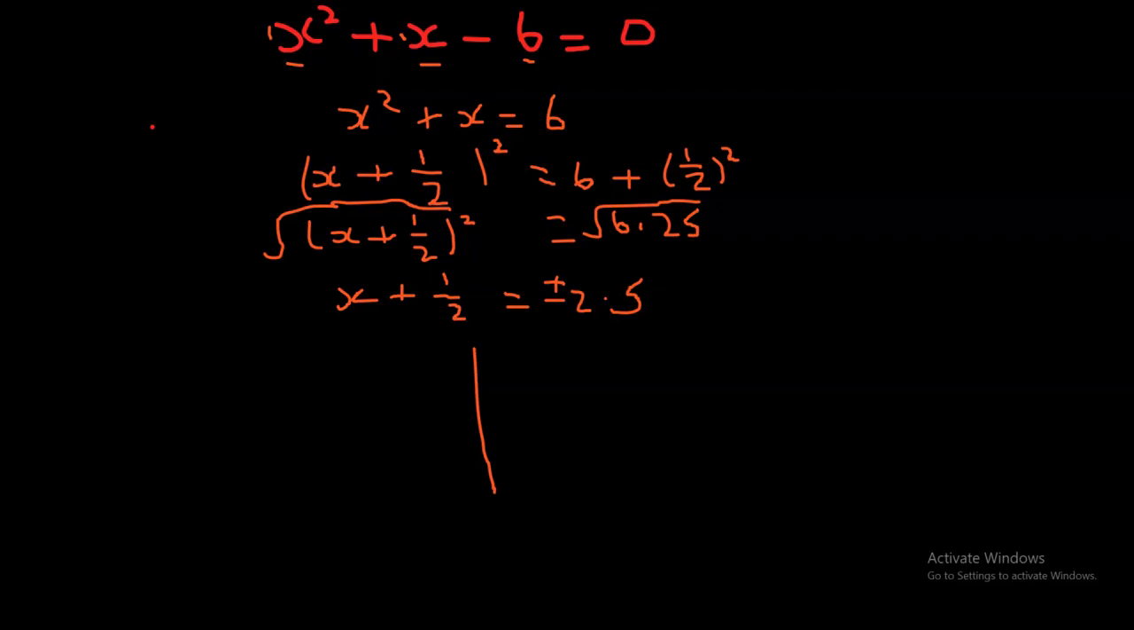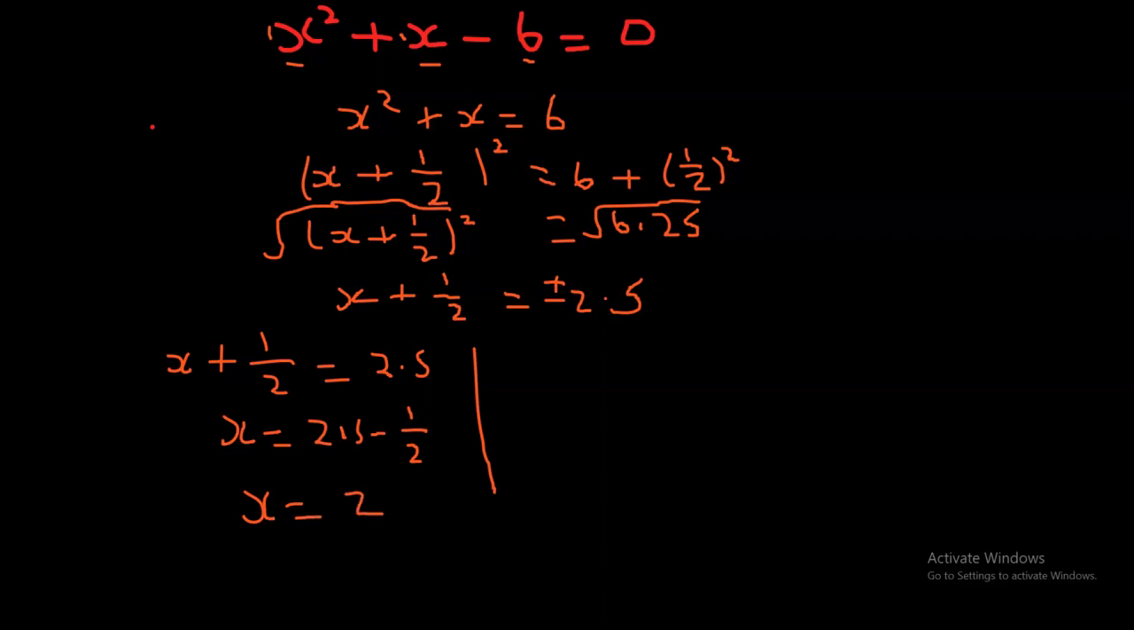So here I'm going to do the positive one first. So this time I'm going to have x plus 1 over 2 equals the positive value first, which will be positive 2.5. And then from there onwards, the number must go the other side. So x will be equal to 2.5 minus half. And then that will be your answer. So it will be 2.5 minus 0.5, which will give me 2. So that will be a positive answer of 2 as my first solution.